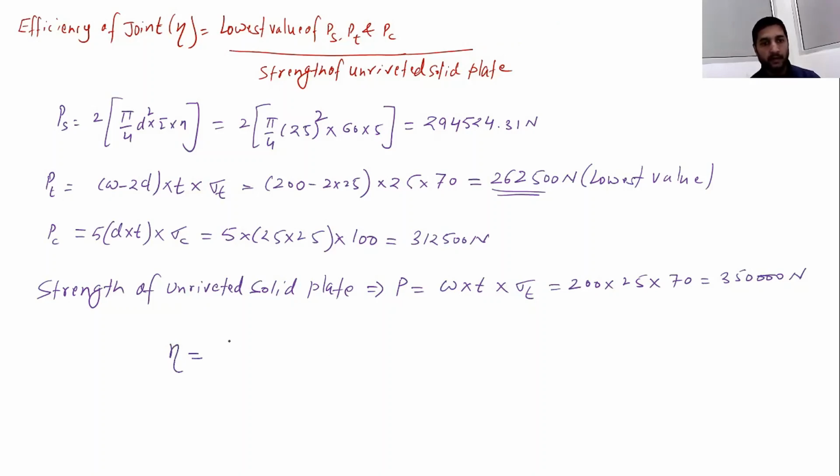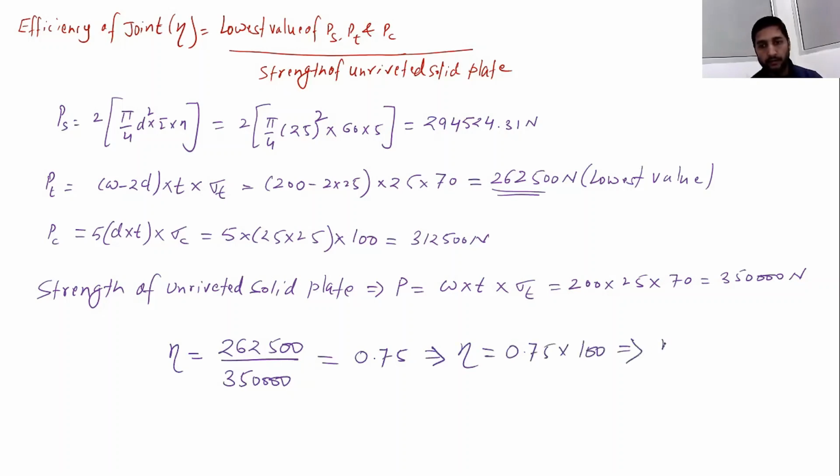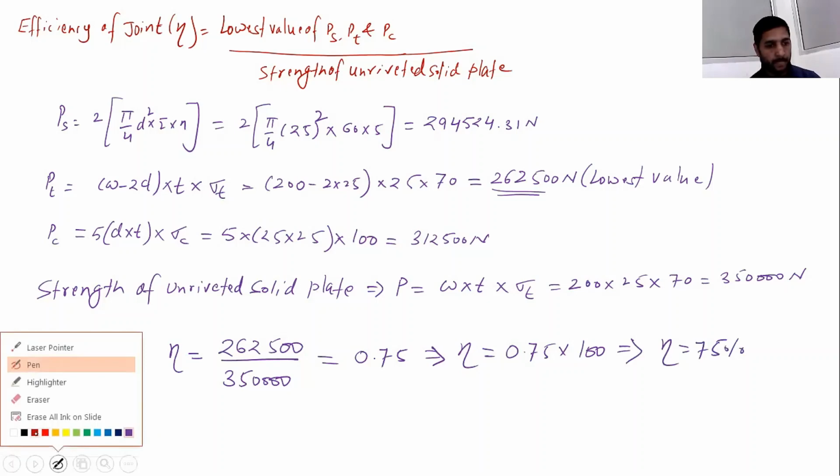Okay, now from this equation, that is efficiency of the joint will be lowest value out of PS, PT, and PC, that is 262,500 divided by 350,000 Newton. And when you will solve this, it is coming out 0.75, और efficiency अगर आपको निकालना है in percentage, so 0.75 multiplied by 100, so it is coming out 75%. Okay, so this will be your answer.